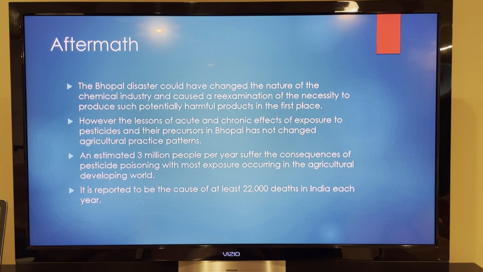Supporting that, it's estimated that 3 billion people per year suffer the consequences of pesticide poisoning, with most exposure occurring in the agricultural developing world. It's reported to be the cause of at least 22,000 deaths in India each year. India has a huge population, probably one of the biggest in the world. Just in my opinion, I feel like they do things way different over there. They're not as diligent as we may be here.